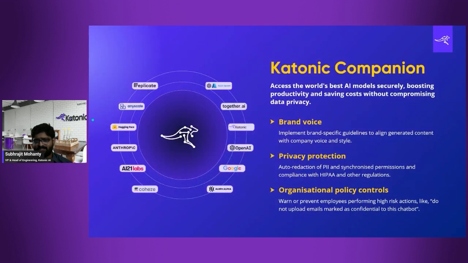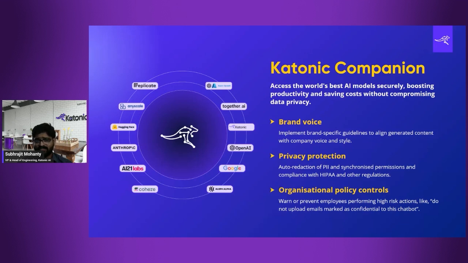So the next one is Katonic Companion. This solution is for securely using top AI models, and we designed Companion to boost productivity while maintaining rigorous data privacy standards. It can securely integrate multiple leading AI models. It also prioritizes data privacy while boosting productivity and reducing cost.